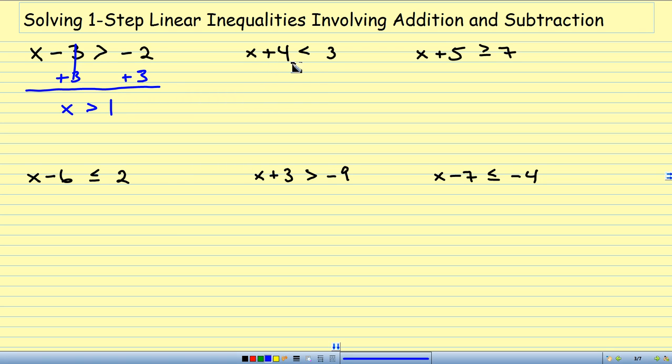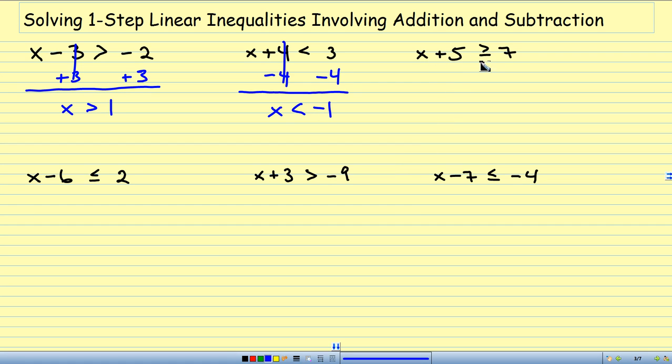So I got x plus 4 is less than 3. And again, the opposite operation, or the inverse operation, of adding 4 is subtracting 4. That cancels out. I have x is less than 3 minus 4, which is negative 1.